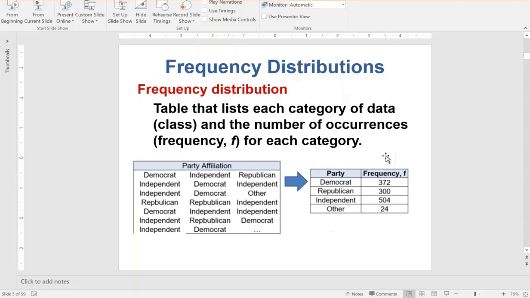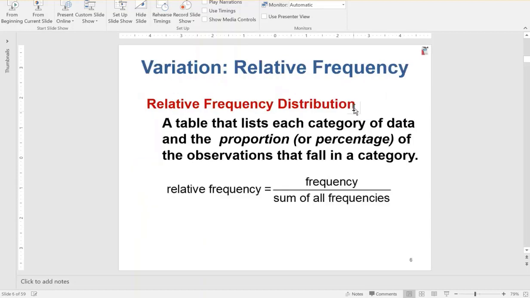Okay. Now, there is a variation of this where sometimes instead of saying how many values fell in each category, somebody says, well, why don't you switch that and tell me what proportion fell into each category or what percent. So that's a variation of a frequency distribution, and that is called a relative frequency distribution. So all it does is, again, it's another table. It lists each category of data, and then instead of the frequency, it has a proportion or a percent, right?